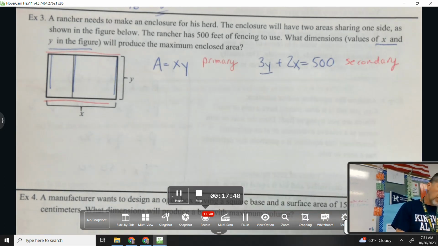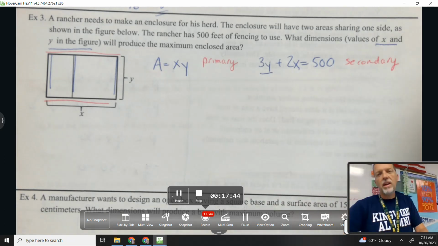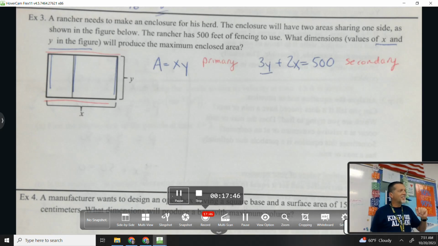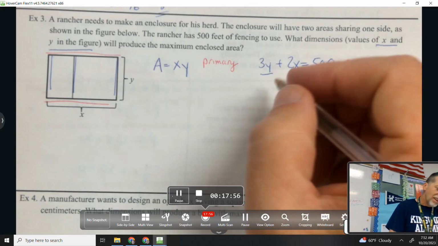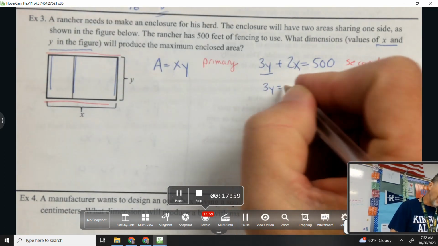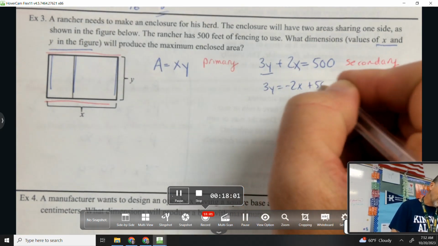All right, would you like to solve for x or for y? Do you have a preference? Okay. I think x. Why x? I don't know, I already did it. Okay. Well, most people said y, so I'm going to go y. You can keep working, and we should end up at the same spot. Okay. 3y equals negative 2x plus 500.